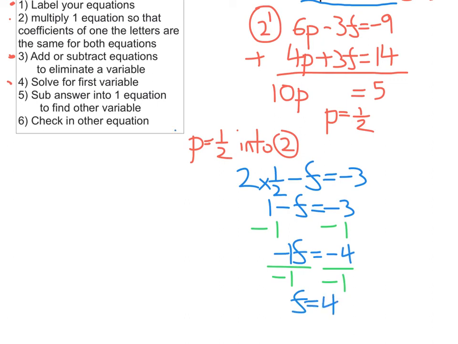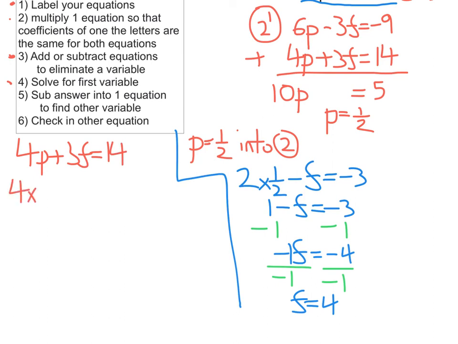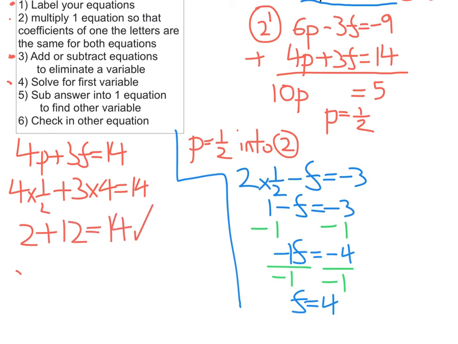Okay. Last thing we need to do is to check that we've got this right. So I'm going to write out equation 1 again, and I'm going to substitute in my numbers for both of them to see if they work. So p in this case is a half, so 4 times a half, plus 3 times f, well f is 4. So we've got 4 times a half is 2, plus 3 times 4, that's 12, and 2 plus 12 is 14. So therefore we've got the answers of f equals 4 and p equals a half.